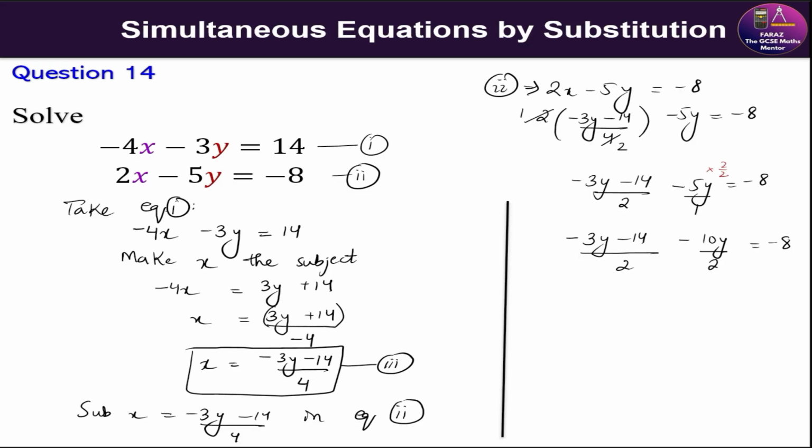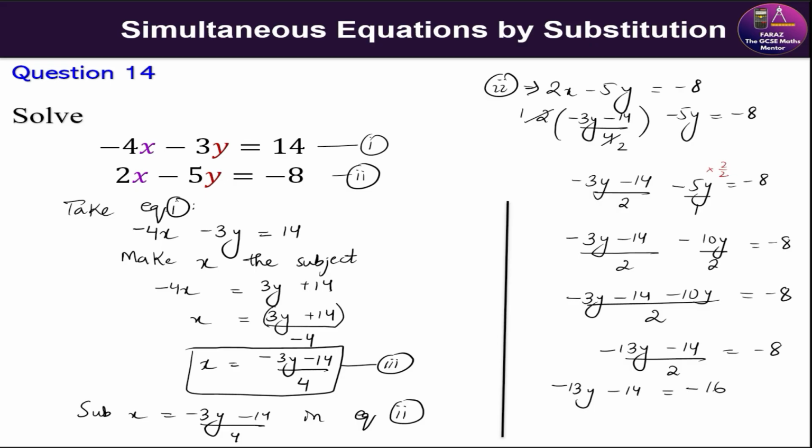So when denominators are the same, we can simply add or subtract the numerators. So we can write it as a single fraction by keeping the denominator the same, and you have to write it only one time. Negative 3y negative 10y is negative 13y, negative 14 over 2 equals negative 8. And now 2 is in division, so it will multiply on the right hand side. Therefore we write negative 13y negative 14 equals negative 8 times 2, that is negative 16.